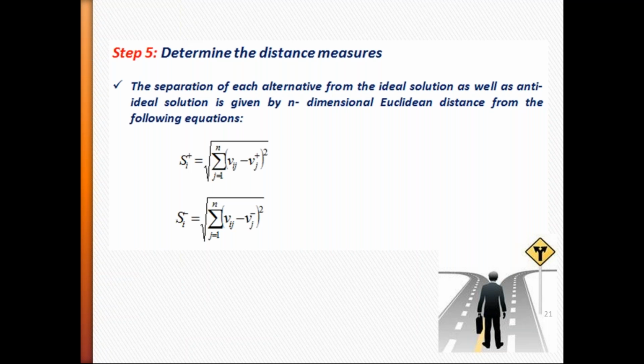So corresponding to each individual alternative, we have to compute two separation distance measures, once with respect to the ideal solution, that is S plus, and once with respect to the anti-ideal solution, that is S minus. How to compute the distance? The question arises.